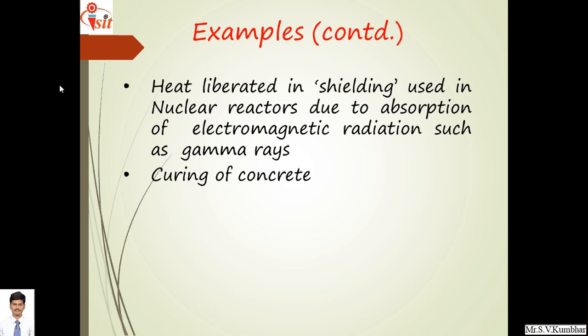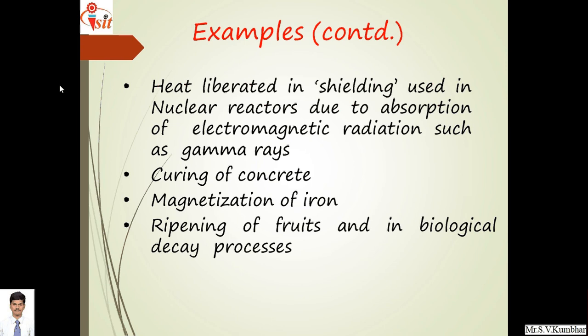Next one, curing of concrete. Whenever concrete is cured, a tremendous amount of heat is liberated throughout that concrete. Next, magnetization of iron. Whenever iron gets magnetized or demagnetized, there is generation of internal heat energy, and we can consider it as a heat source system. Next example, ripening of fruits and biological decay processes. Generally, in ripening of fruits, tremendous heat is liberated into the atmosphere, and in the second case, biological decay process, heat is internally generated and dissipated into the atmosphere.